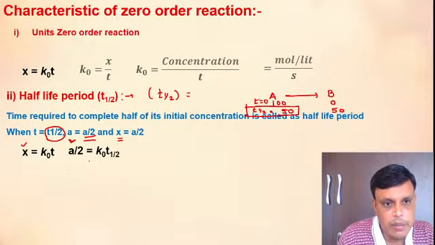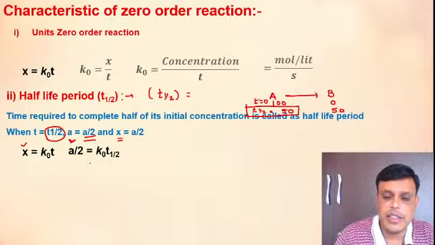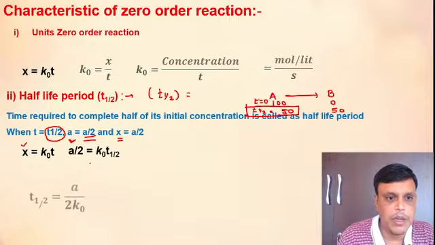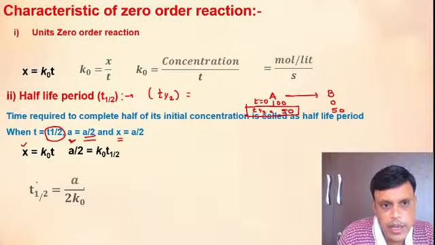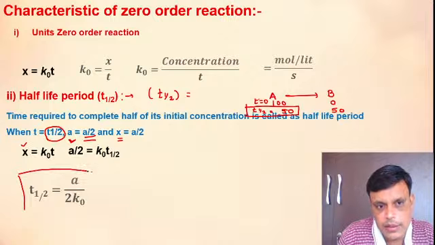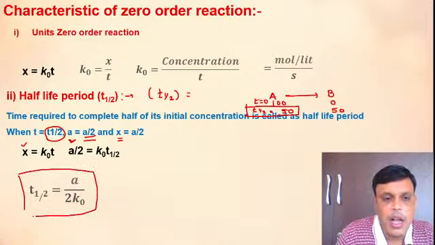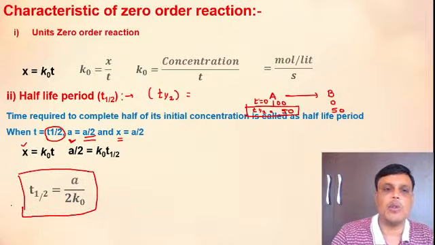So x = A/2 = k0 t half, and we will rearrange it in terms of t half. t half is on this side, so after moving it over, t half is equal to A by 2k0. So this is the half-life period for zero order reactions.